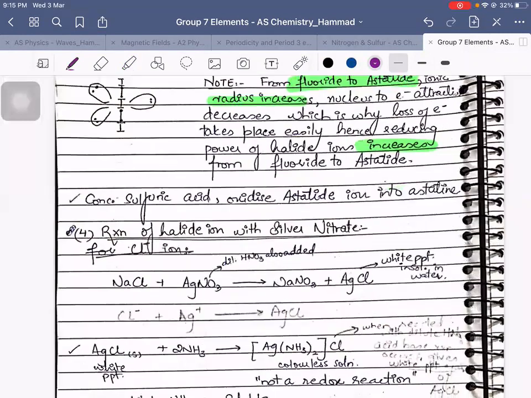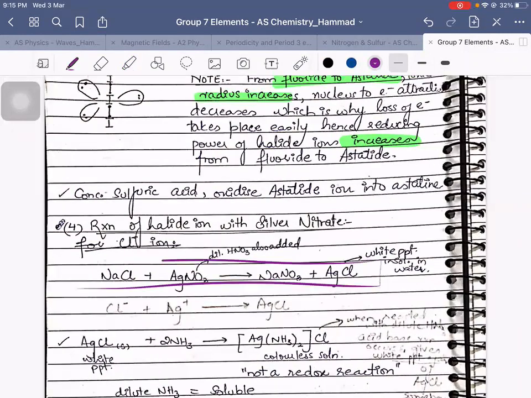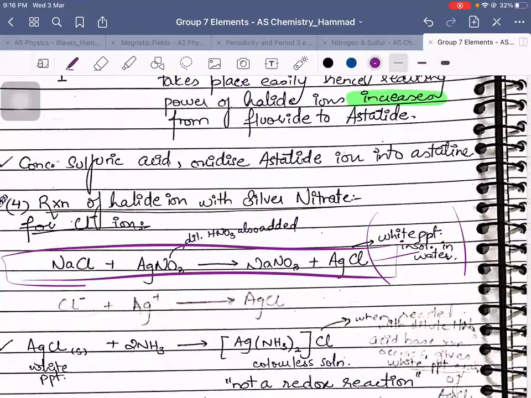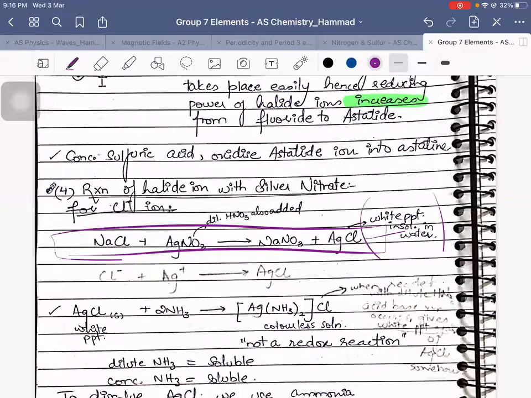Reaction of halide with silver nitrate, again, just learn it off, right? NaCl with silver nitrate will give you AgCl. You will have to learn this because this comes in your organic chemistry as well. AgCl is a white precipitate which is insoluble in water, right? And if I'm putting in excess ammonia, it will dissolve.